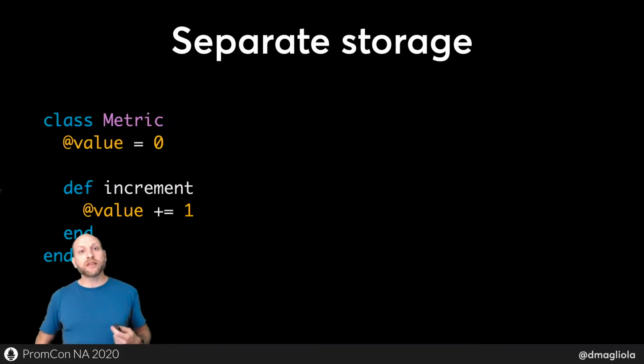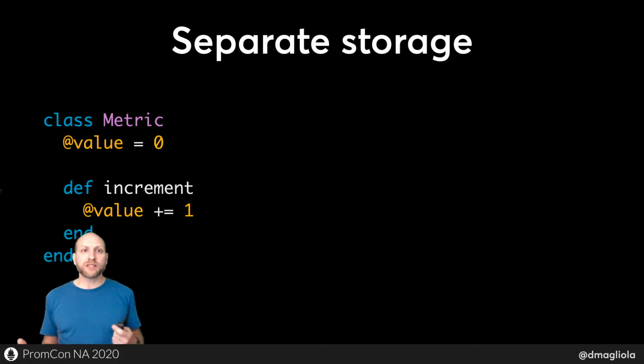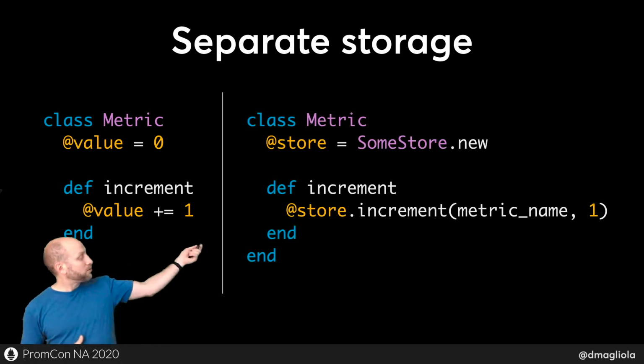Finally, there was one more thing that we and the maintainers agreed that we wanted to do. Instead of having our metric classes with their numbers in an instance variable, like this, we wanted to change this so that these numbers would instead be stored somewhere separate. We wanted to have stores that were interchangeable and keep all of the numbers there. So we go from something like this to something more like that.